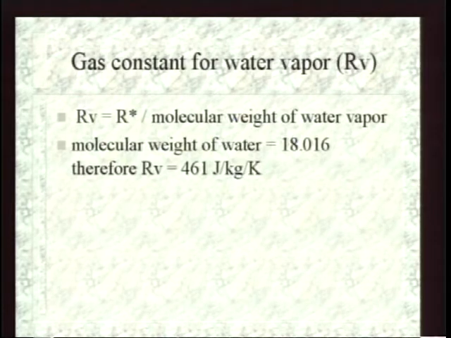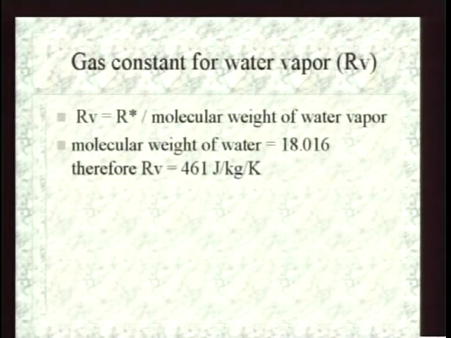The molecular weight of water is a little bit more than 18. Water is H2O, so it has 2 hydrogens, which is equal to 2 atomic units, and it has 1 unit of oxygen, which is equal to 16 units. So the 16 units of oxygen plus the 2 units of hydrogen gives us that molecular weight of water that's a little bit more than 18. We end up with a gas constant for water vapor, RV, equal to 461 joules per kilogram per Kelvin.